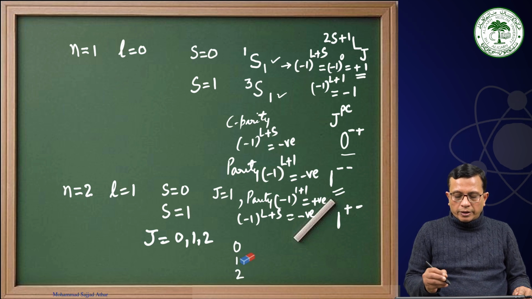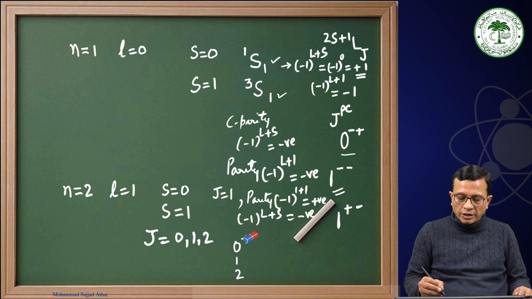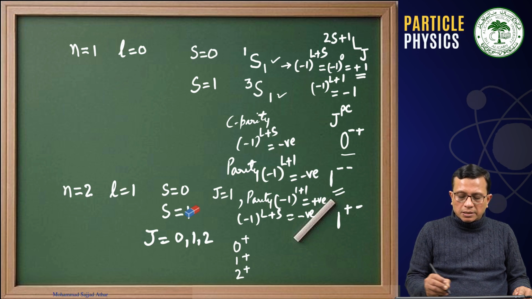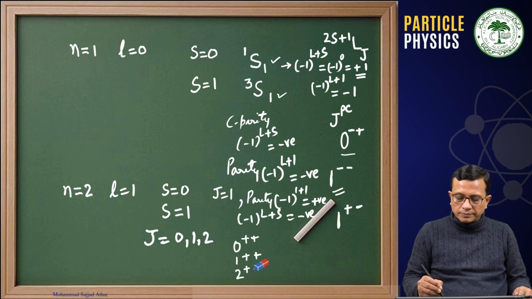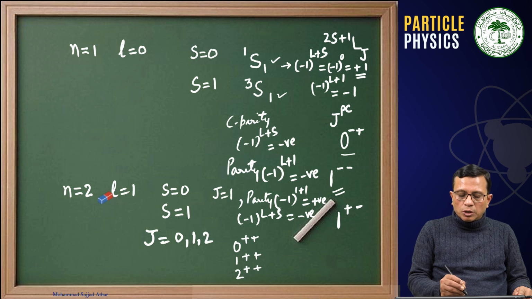And then for parity, you see this is minus 1 to the power L plus 1. Therefore, this is even for all the cases. And C parity is minus 1 to the power L plus S, and L plus S is even. Therefore, this is even. Therefore, you have different states with J equal to 0, 1, 2, having parity and C parity, both of them positive.